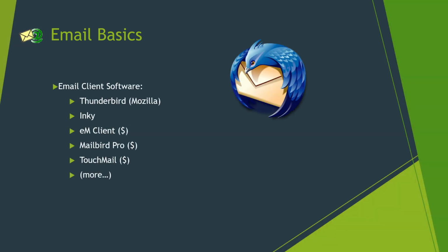If we do a little digging, we can find many more email programs that can be installed on a computer. There are programs for Windows, Mac, Chromebook, or Linux. The technical term for an email program that you install on a device is an email client. A few examples of email clients include Thunderbird from Mozilla, the same people who make the Firefox browser. And like the Firefox browser, it's free to download and install, as is Inky. EM Client, Mailbird, and TouchMail are email programs that you buy and install. The benefit of any software that you pay for is that support is usually better.